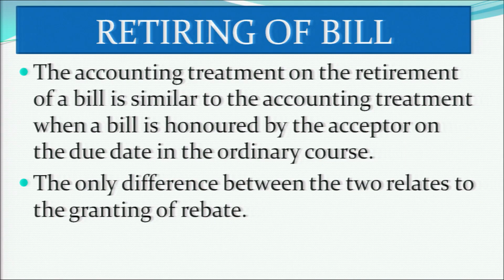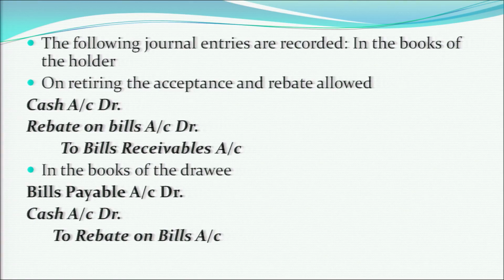What is retiring of the bill? It is the same. When a bill is honored by the acceptor, we are going to do the entry of rebate. Let us see that. Cash comes in, so cash account debit, rebate on bills account debit. Here the bill receivable is cancelling, so to bills receivable account. Next, in the books of the drawee, what entry are we going to do? Bills payable account debit, cash account credit, rebate on bills credit. Let us see it by example.